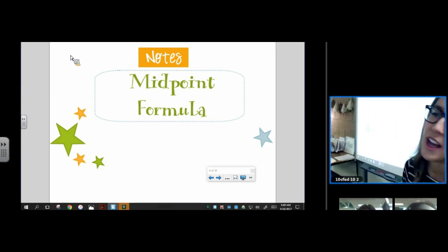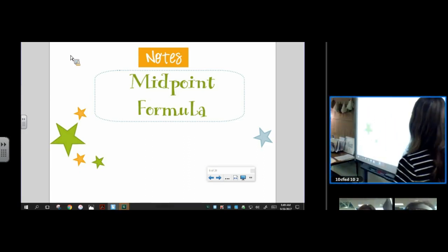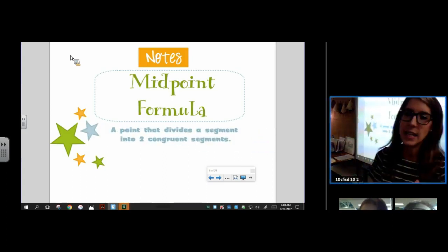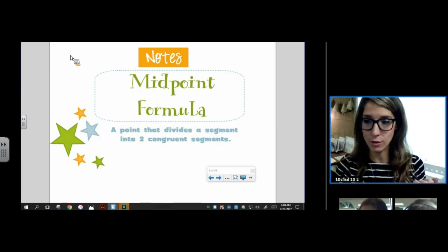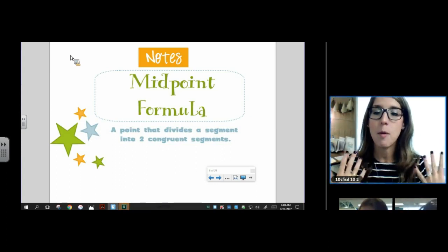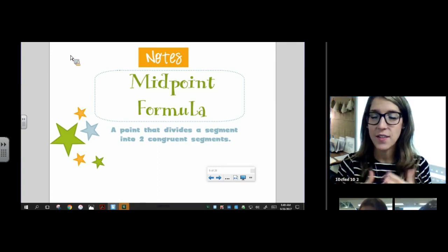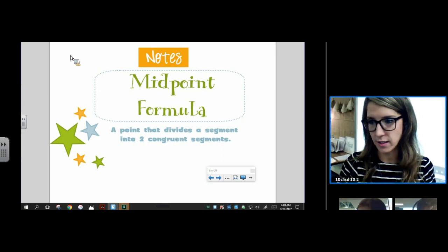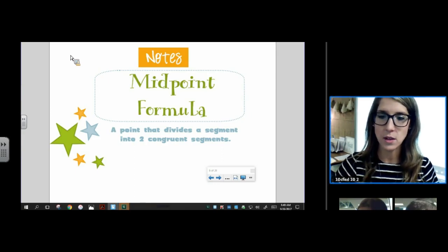So the official definition that you had on your vocab sheet at the beginning of the year was a point that divides a segment into two congruent segments. So write that down in your notes. A midpoint is a point that divides a segment into two congruent segments. Some people might say halfway, split in half, equal parts. Those are some other words we could have used.